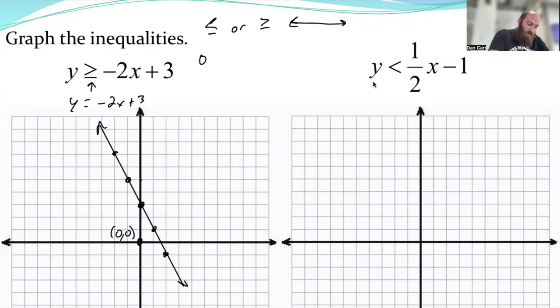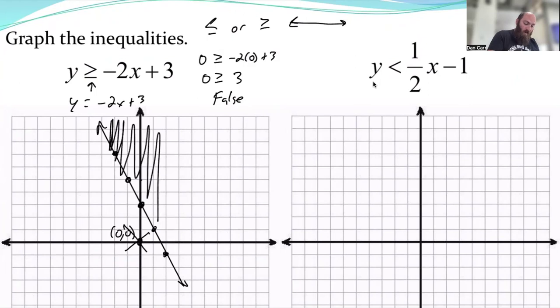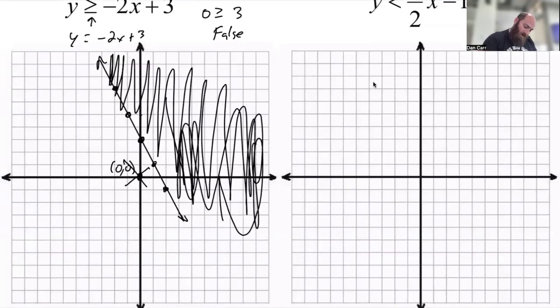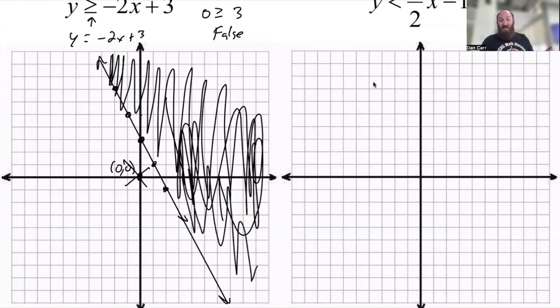If I plug in 0, is 0 greater than or equal to negative 2 times 0 plus 3? So is 0 greater than or equal to 3? No, that's false. That means this is not a part of the solution, which means if that is not part of the solution, everything that's on the same side of that line is also not part of the solution. So my actual solution is what my initial guess was. I'm going to shade everything that's on this side of the line. I guess technically I should probably draw this out a little bit further, like so. So it's everything on that side of the line.